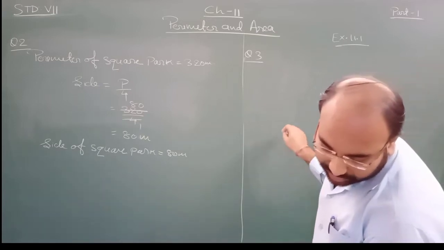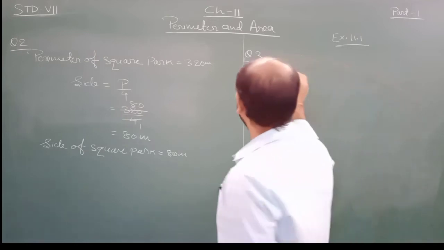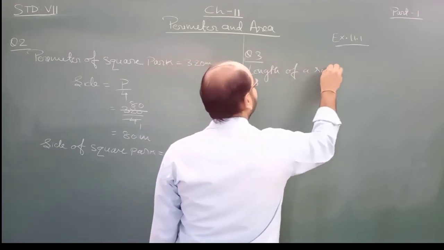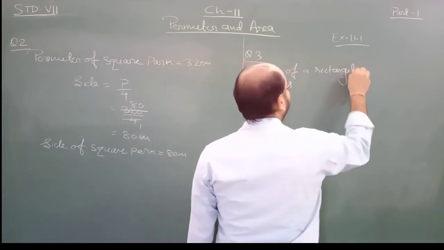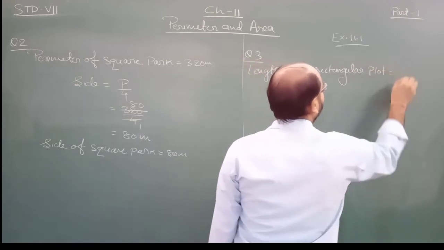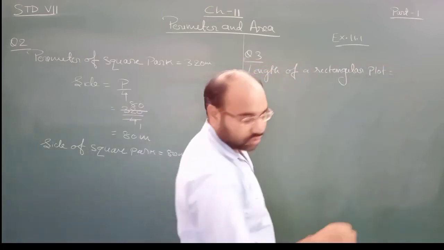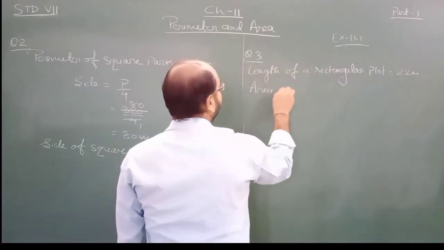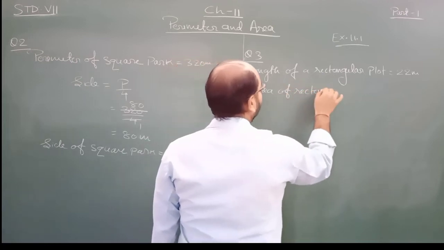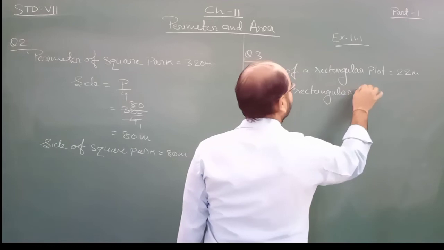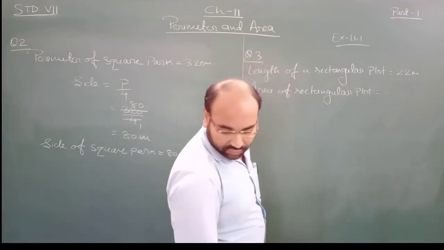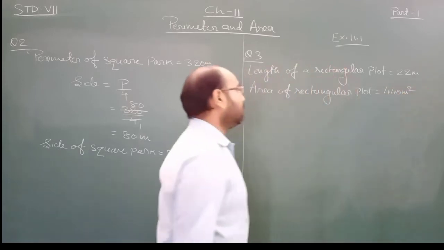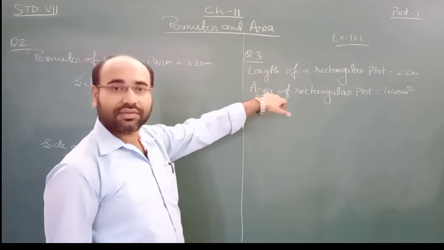Third one, the length of rectangular plot is given. So length of a rectangular plot that is given as 22 meter. Then area is given, area of rectangular plot is equal to 440. So length is there, area is there.